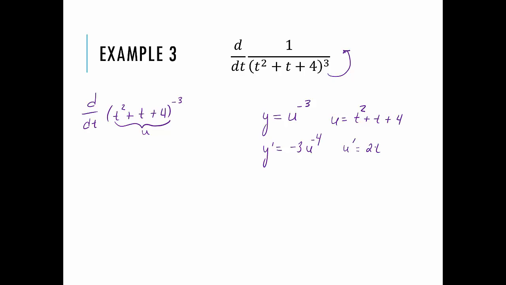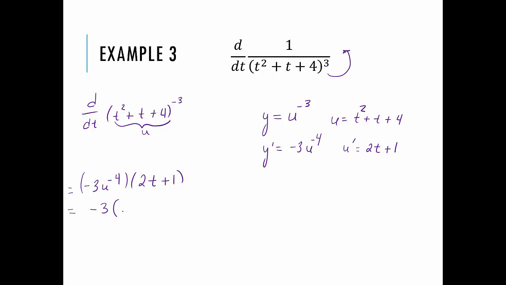and then my u prime would be 2t, and what's the derivative of t? Just 1, right? Because that's 1t. So I come over here, and my derivative would be negative 3u to the negative 4 times 2t plus 1.